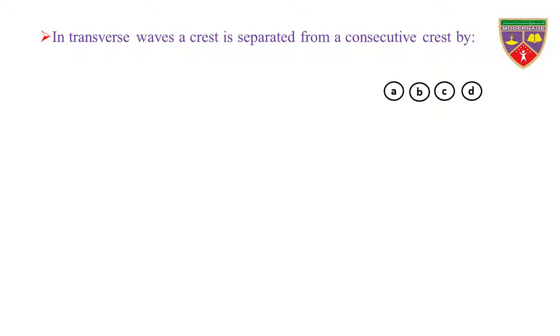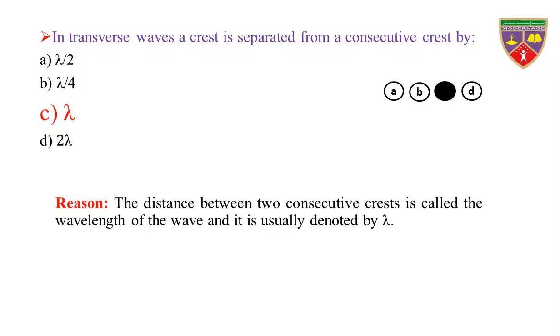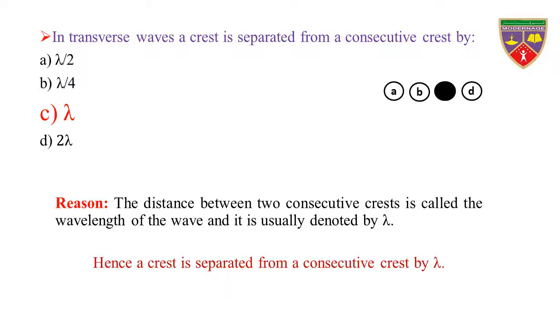In transverse waves, a crest is separated from a consecutive crest by option A, lambda by 2, option B, lambda by 4, option C, lambda, option D, 2 lambda. The key is lambda. Therefore, the correct option is C. Reason: the distance between two consecutive crests is called the wavelength of the wave and it is usually denoted by lambda. Hence, a crest is separated from a consecutive crest by lambda.